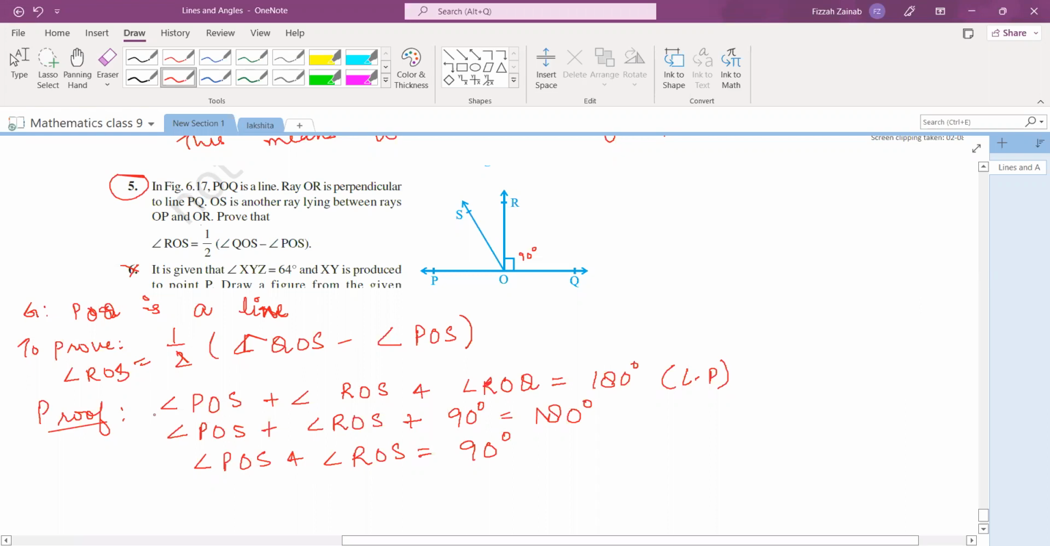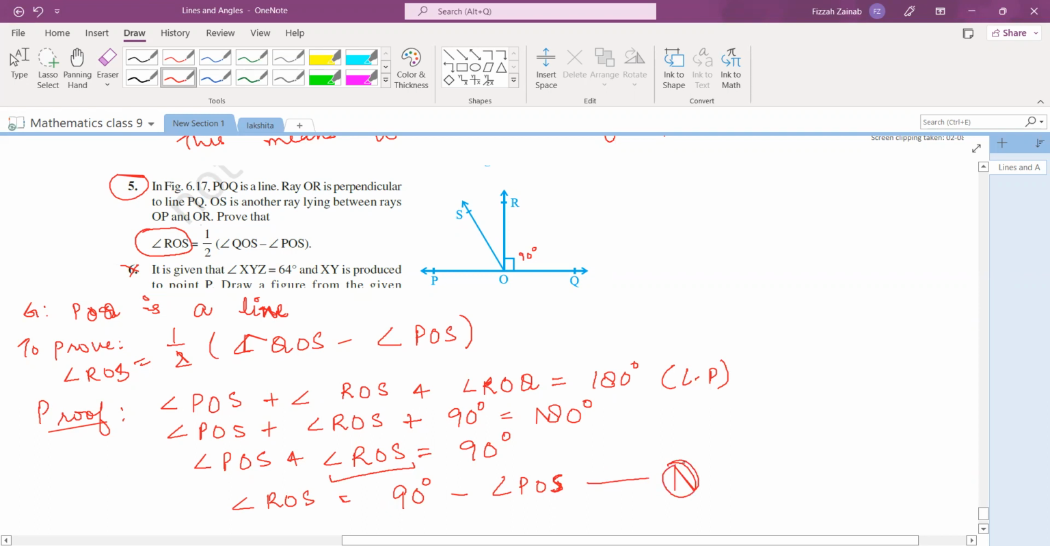Okay. Now you see, what I have to prove is, I have to get angle ROS on the left hand side. So I'll keep this ROS on the left hand side and I'll take all the other things to the right hand side. So angle ROS becomes 90 degrees minus angle POS. Is this okay? Yes. Okay. Now mark it as equation number 1.